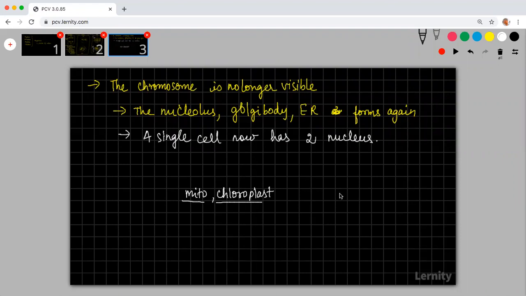What is that thing you should know? They will not be dissolved at all. These two are semi-autonomous cell structures. What is the meaning of semi-autonomous? They are capable of multiplying on their own. When the nucleus is dividing into two, equal amounts of mitochondria would have gone here and here. After the cell divides, new mitochondria will start to form.